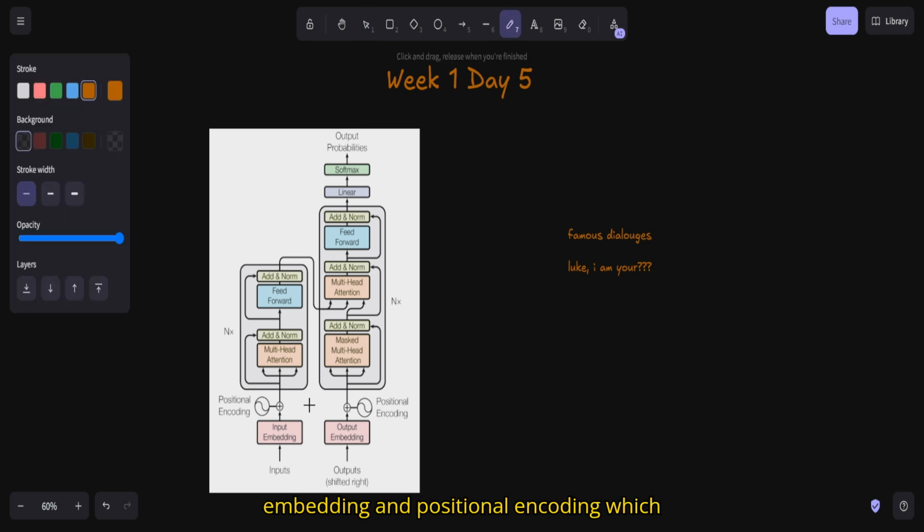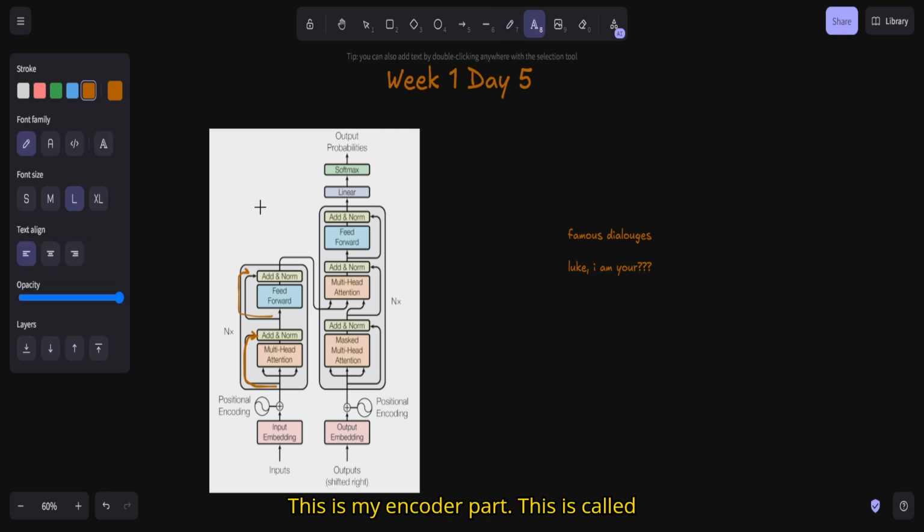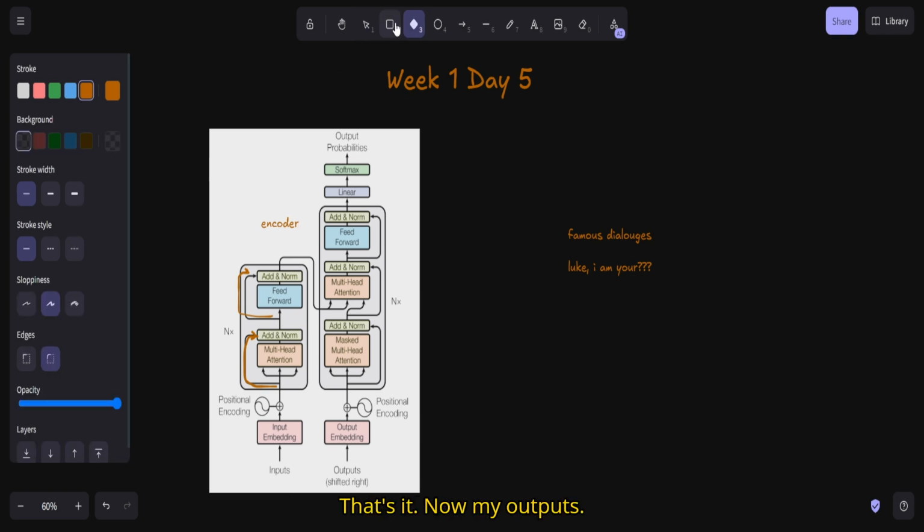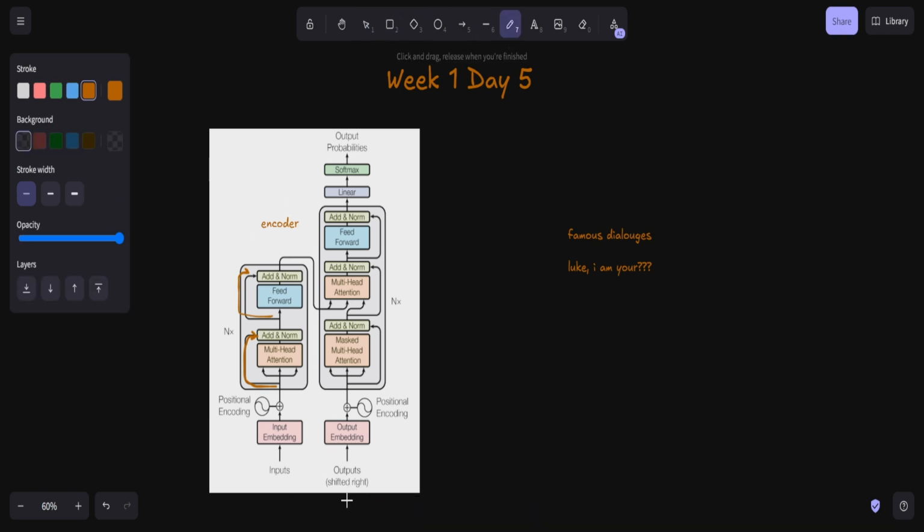It goes through the embedding and positional encoding, which we studied earlier. Then it goes to multi-head attention. Then we add the values and normalize, like we did earlier when I taught you layer norm. And there are some skip connections you can use in the middle of training, as discussed earlier. Then we have feed forward and again layer norm. This is my encoder part. This is called the encoder. The encoder part is done.